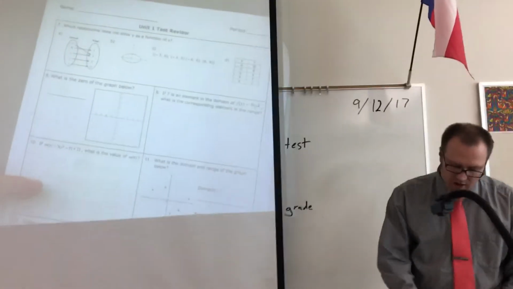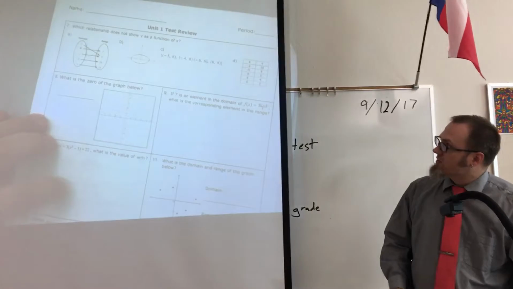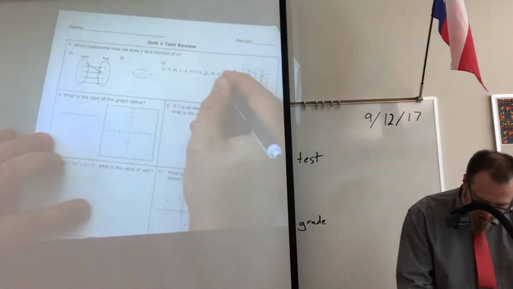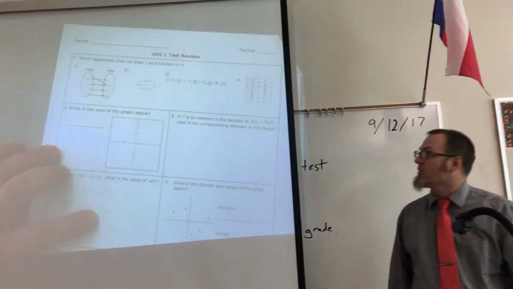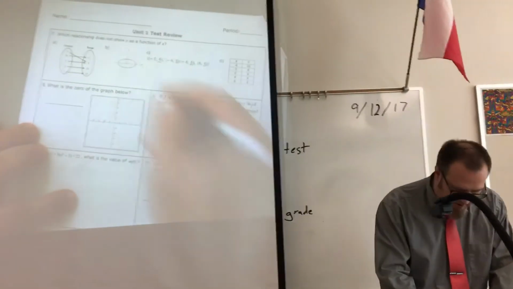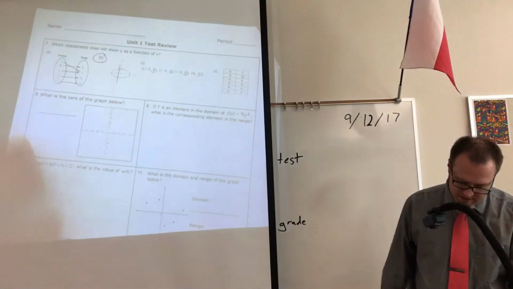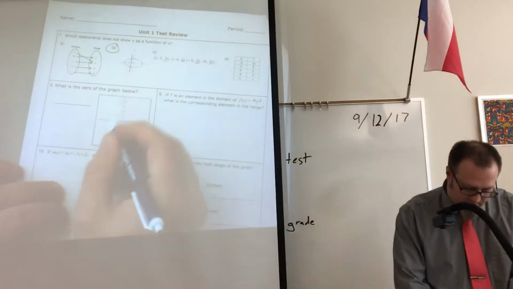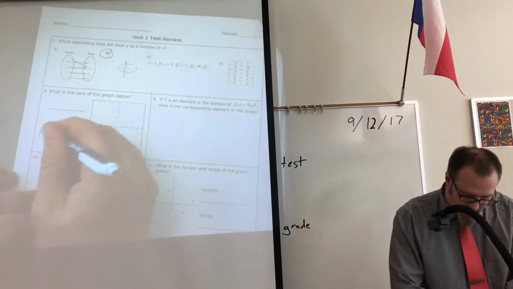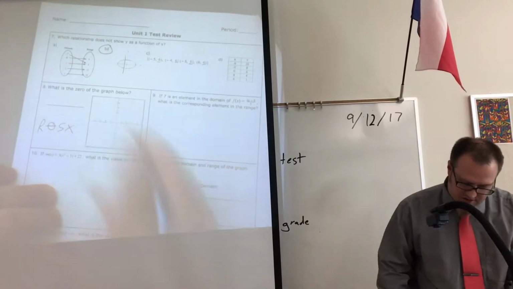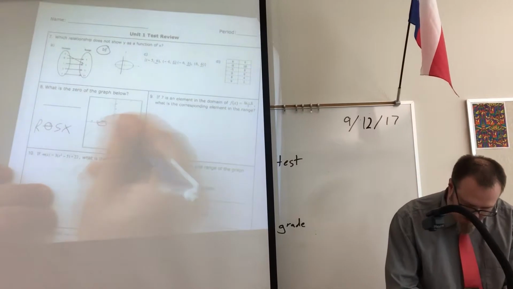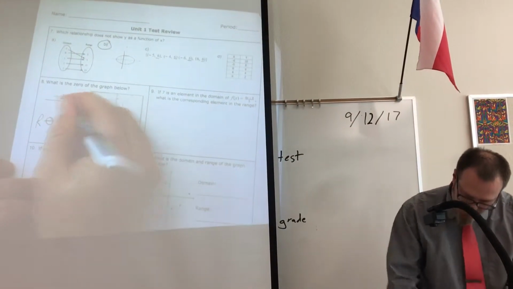Moving on, which relationship is not a function? If our x's repeat, it's not a function. It's okay on this one that our y's repeat. That doesn't bother anything. It's the x's that can't repeat. This one doesn't pass the vertical line test. The 0 is the same thing. Remember, roots, zeros, solutions, x-intercepts. It's right here. It's a -2 for the 0.